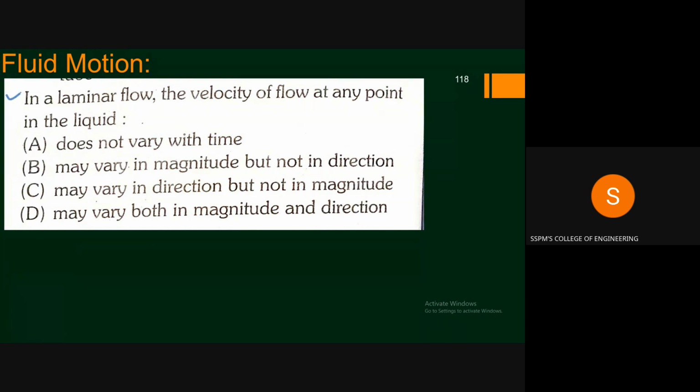Okay, now this first question is about the type of flow. The flow given is a laminar flow. Then for the laminar flow, the velocity of the flow at any point in the liquid: does not vary with time, may vary in magnitude but not in direction, may vary in direction but not in magnitude, or may vary both in magnitude and direction. So for the laminar flow, the velocity does not vary with time. Okay, so the correct option is option A.